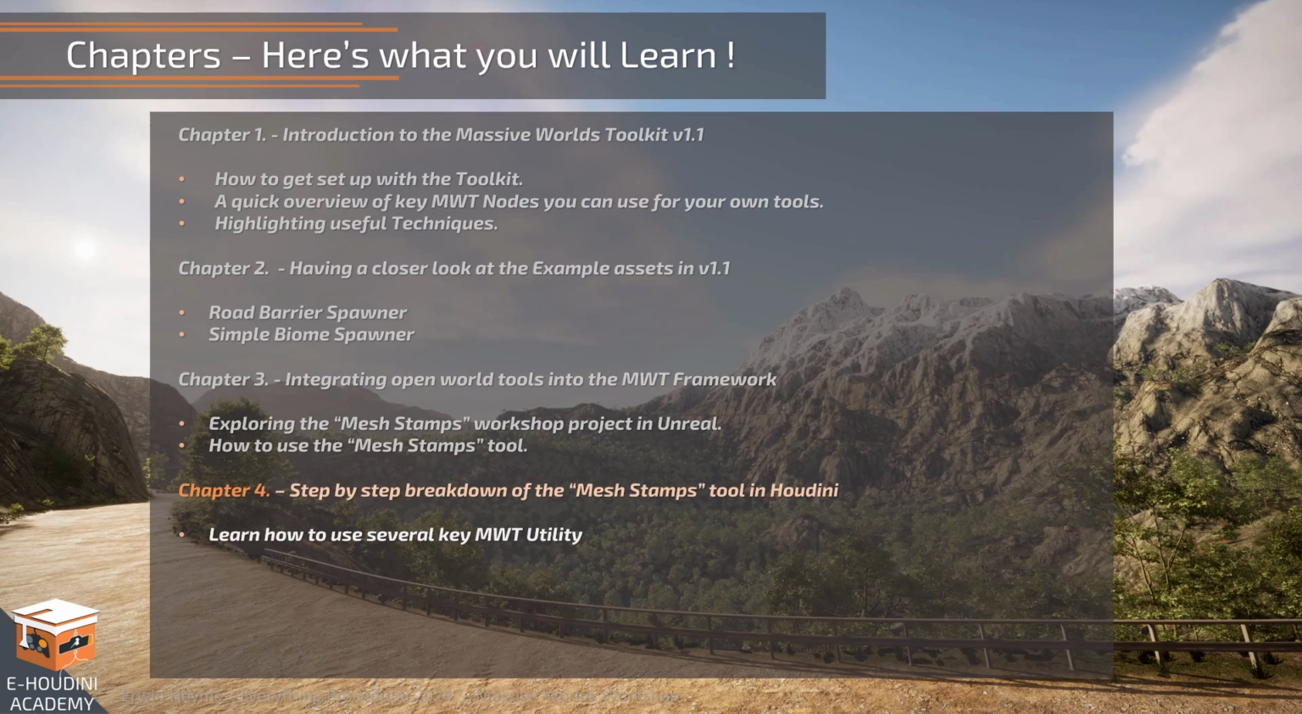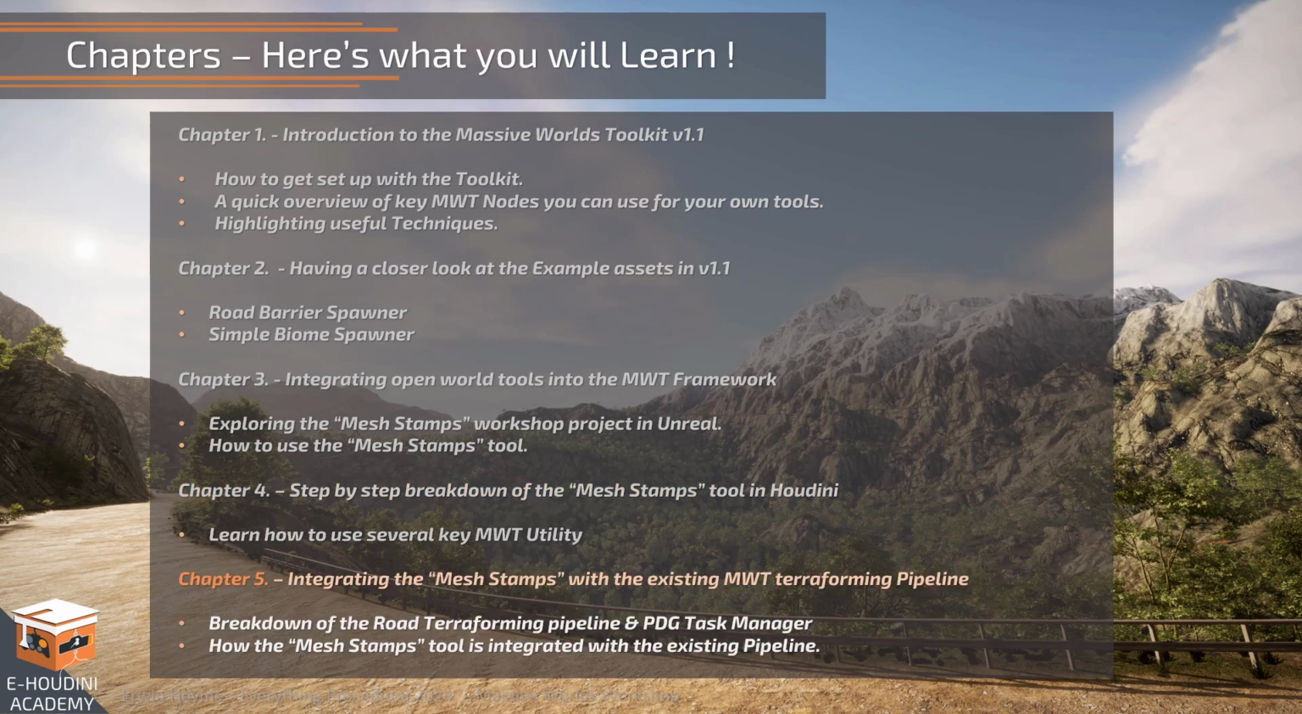I'll be doing a step-by-step breakdown of the mesh stamps tool in Houdini, where you'll also learn how to use several of the key Massive Worlds Toolkit utility assets. And this should allow you to use them yourself in your own assets so you can build on top of the toolkit's framework. And then finally, in this last chapter, we are going to take the output of the mesh stamps tool and we are going to integrate this within the existing Massive Worlds terraforming pipeline.